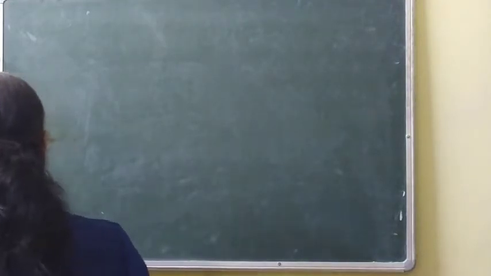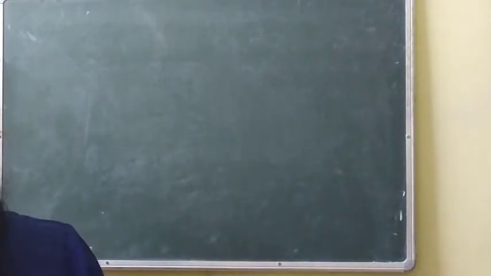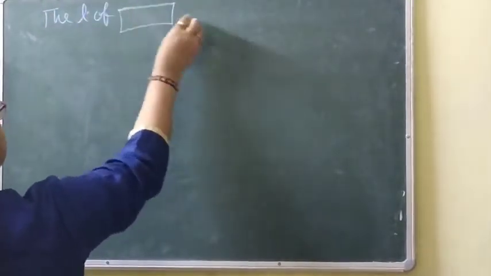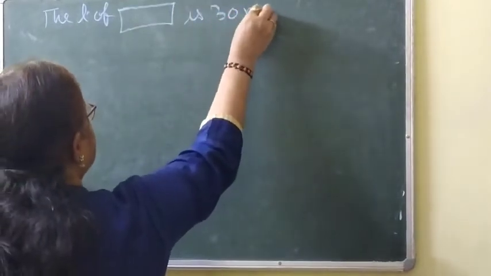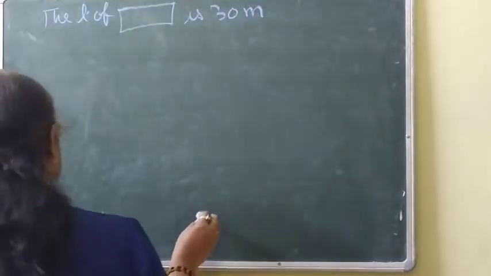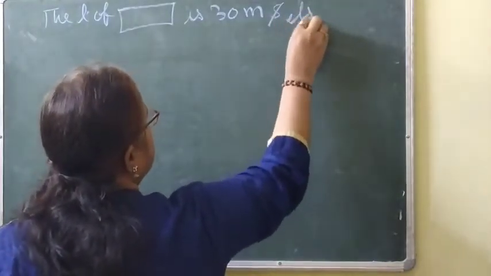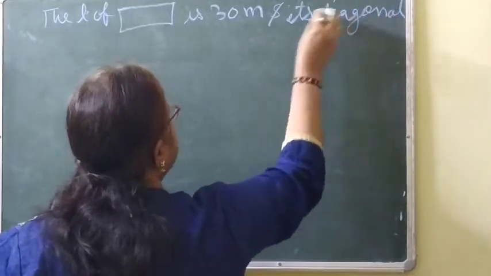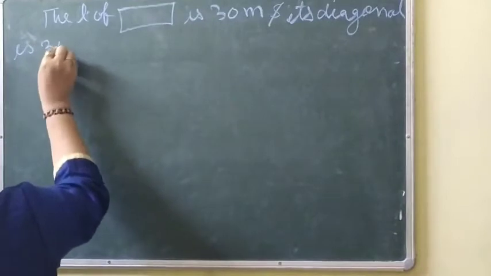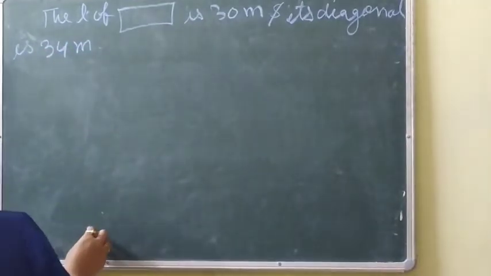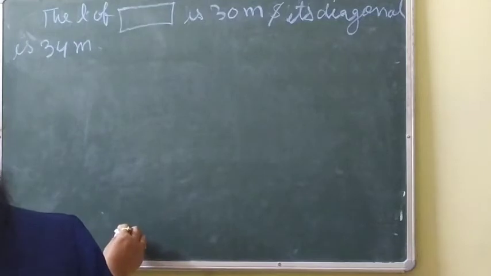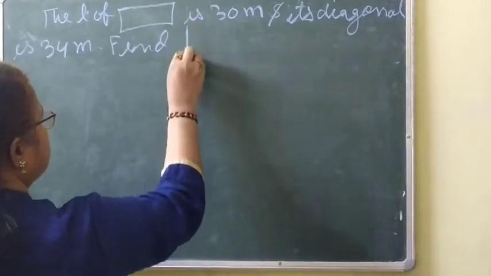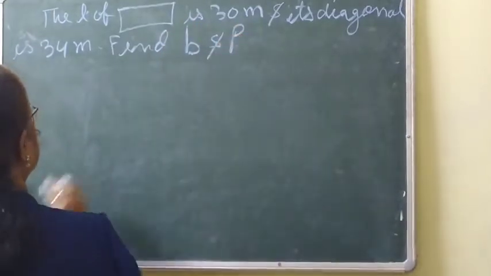Now the next question is, the length of a rectangular field is 30 meter. Okay, and its diagonal is 34 meter. Okay, find the breadth and its perimeter. Find what? Find breadth and perimeter. Clear?